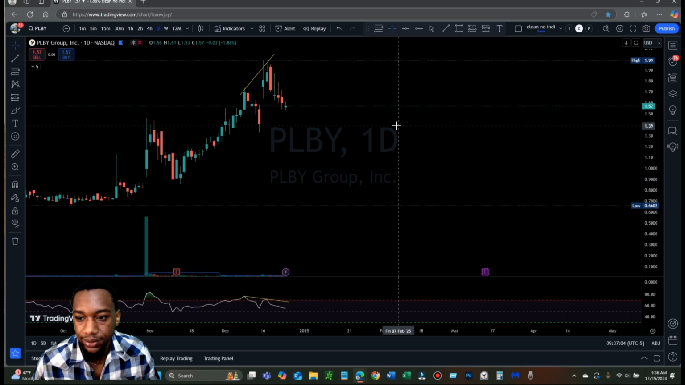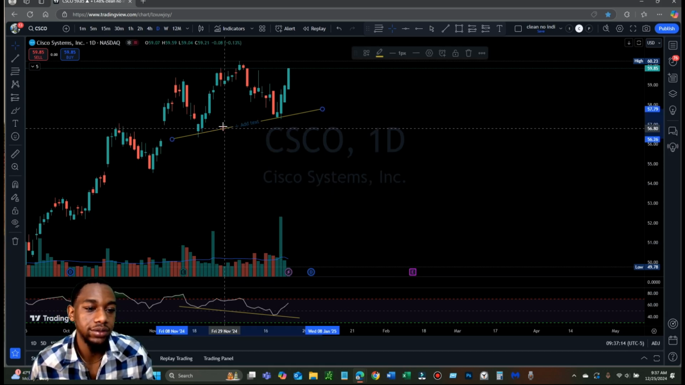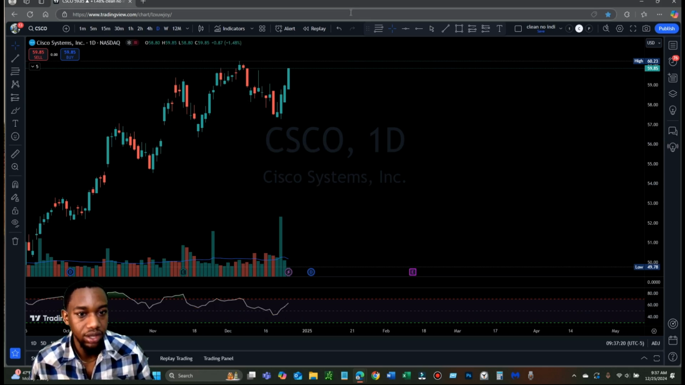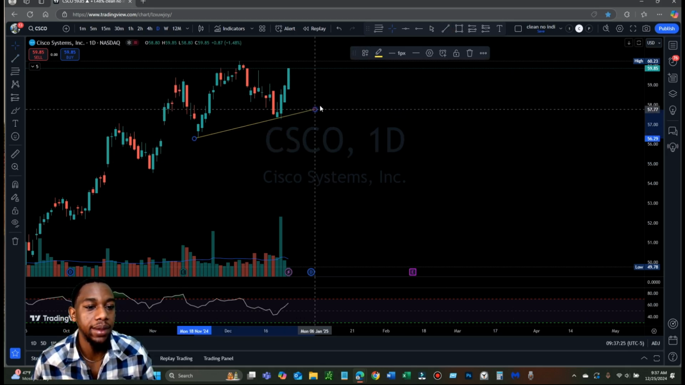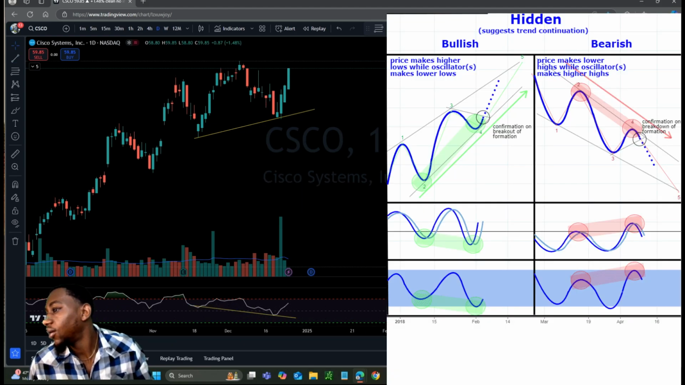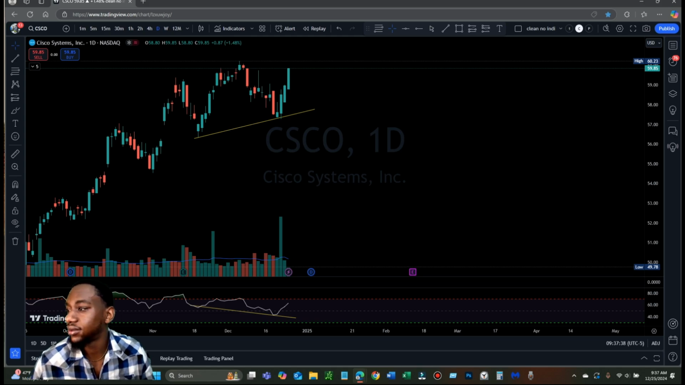So next we've got CSCO, I mean Cisco. CSCO, Cisco, whatever you want to call it. Oh, it's like I cheated, like I marked it up before y'all saw it. All right, so on here we've got some hidden divergence. Let me mark it up for y'all first. What does this mean? Hidden bullish divergence: price makes higher lows while the oscillator makes lower lows. It's the confirmation of a breakout or formation.